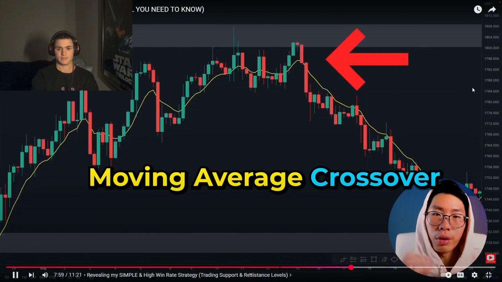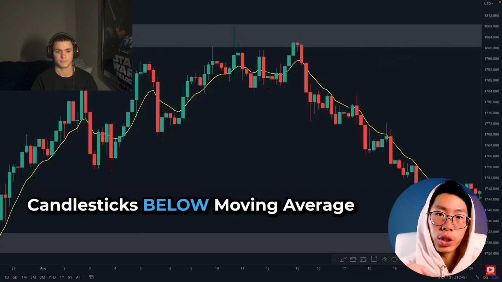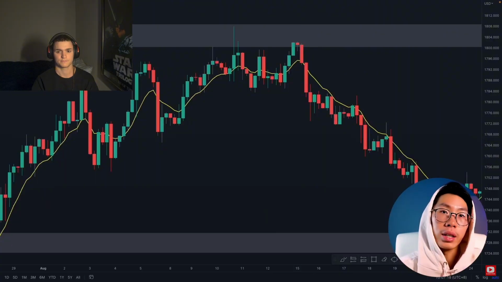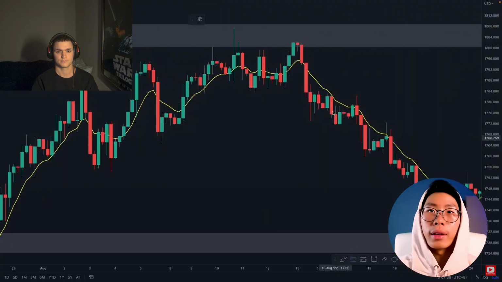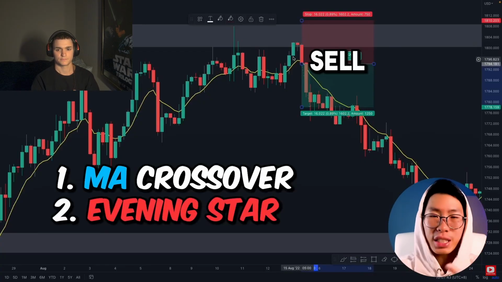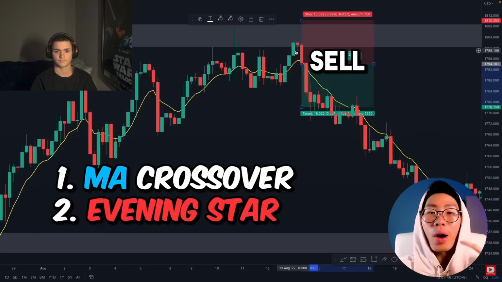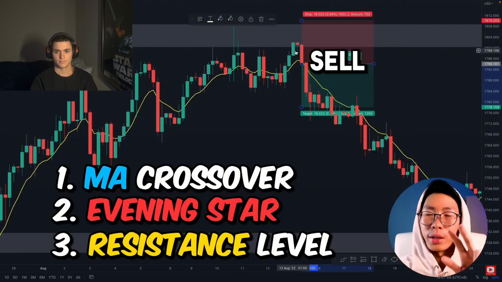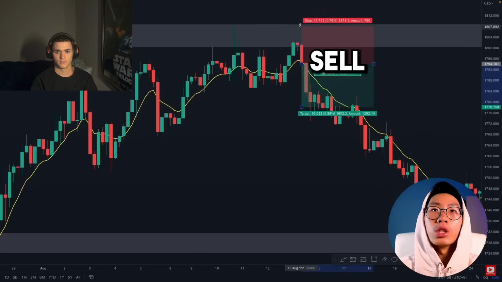This is what we call the moving average crossover. You can see right now the moving average is above the candlesticks. So that's the second confirmation that tells us that price is reversing. So what I will do is enter for a sell position right here when I see the moving average crossover, the evening star reversal candlestick pattern, and price is at a key resistance level. I got the 3 confirmations that I need, so I will enter for a sell right here. And I'll place my stop loss above this resistance level here.